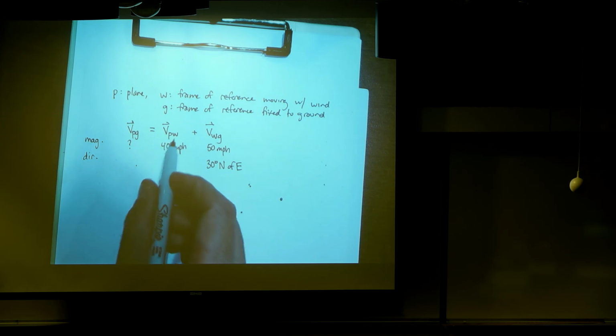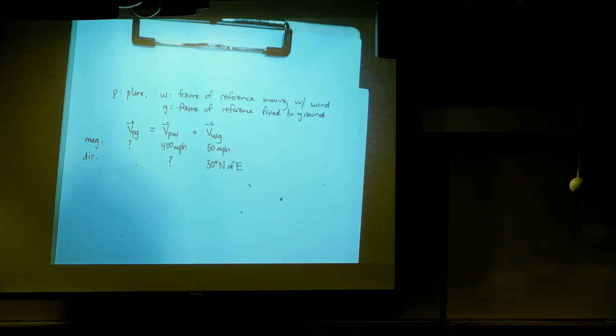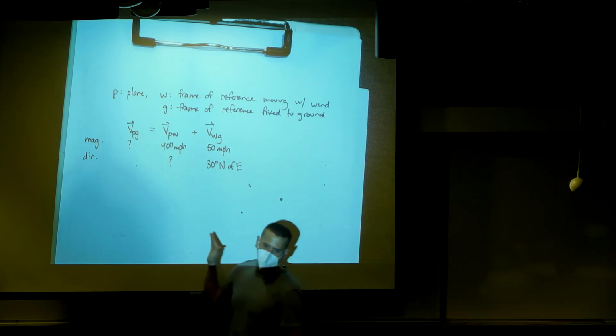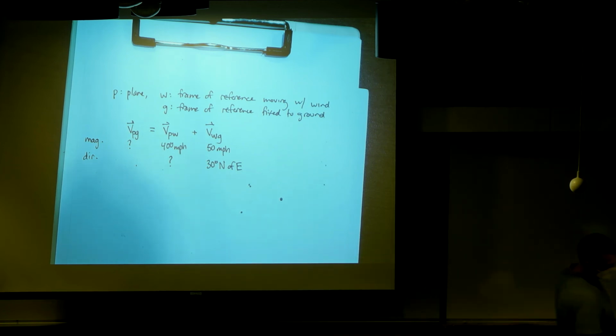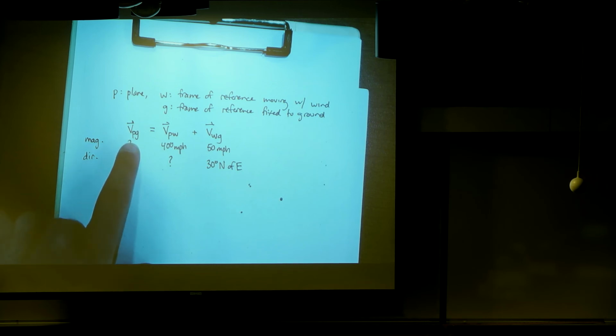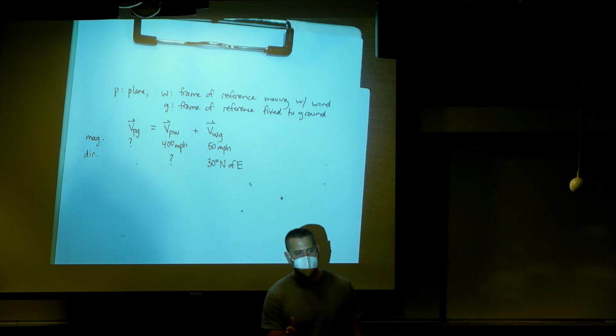For the velocity of the plane relative to the wind, we don't know the direction of that one. That's something we're going to try to find. That's basically how we have to point the aircraft, what direction we have to point the aircraft in. But for this one, VPG, velocity of the plane relative to the ground, we do know the direction. We want that to be due north, okay?